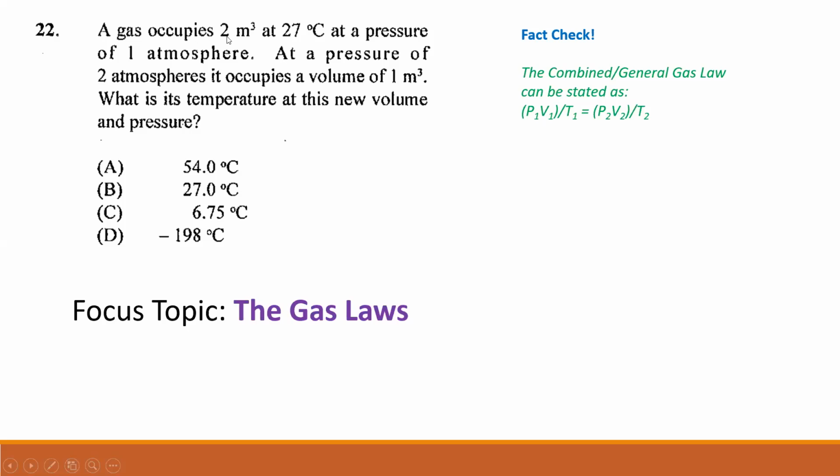So, reasoning it out, we have 2 cubic meters, that's the volume, and the pressure is 1 atmosphere. So P times V would be 2. In the second instance, we have 2 atmospheres and 1 cubic meter. That's 2 times 1, that's 2 again. So if P times V is 2 in both initial and final, it means that the temperature would have to be constant. So the same temperature applies here, and that's 27.0 degrees Celsius. That's B.